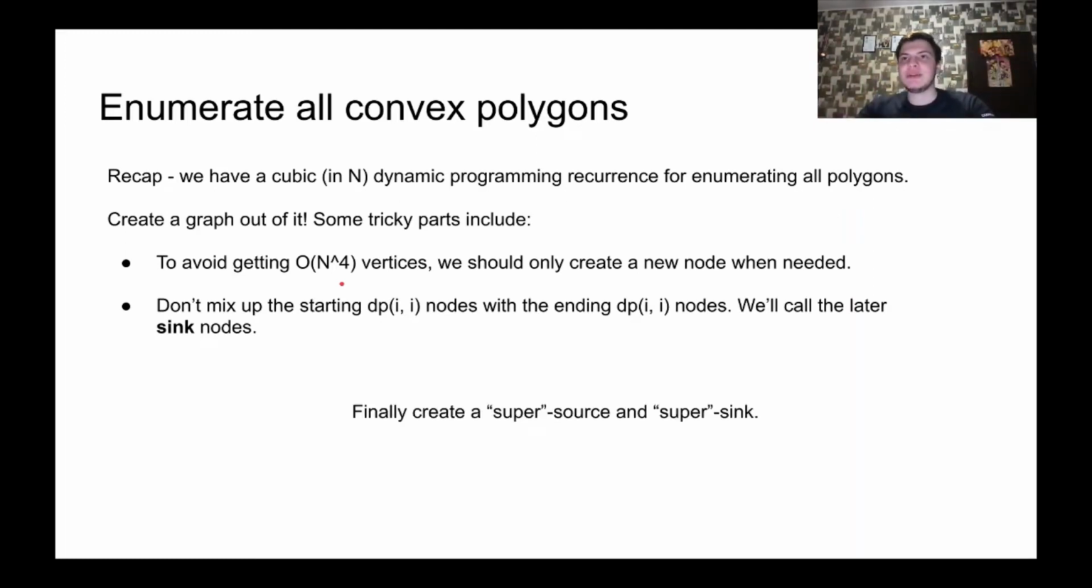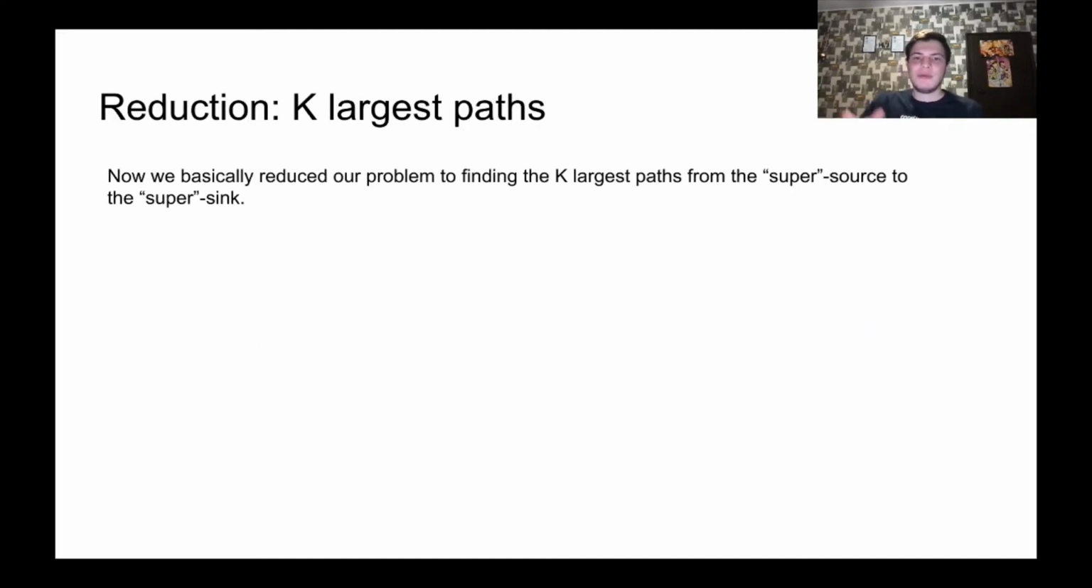The final part is that we create a super source which is connected to all source nodes and a super sink that's connected to all sink nodes. The edges between those are obviously 0, because the super source is just a way to connect everything to the vertex. Now, if you think about it, our problem is that we have this large graph, and what we want is to find the k largest paths from the super source to the super sink.